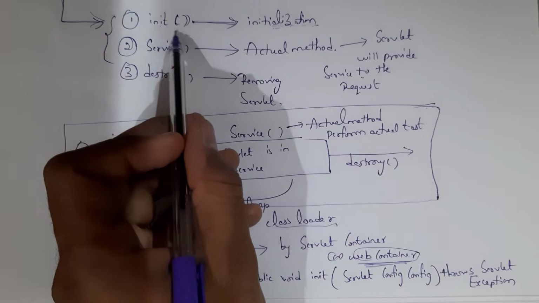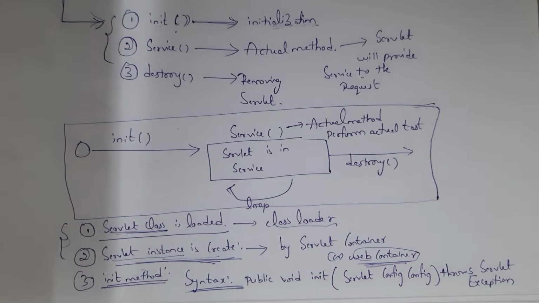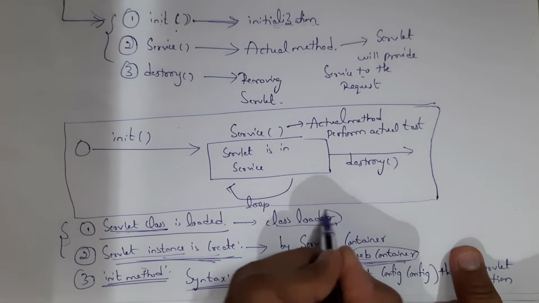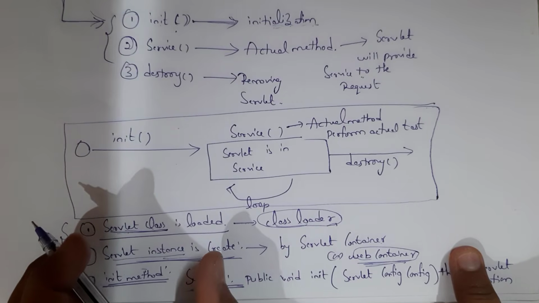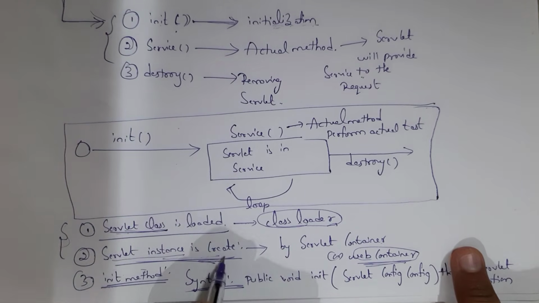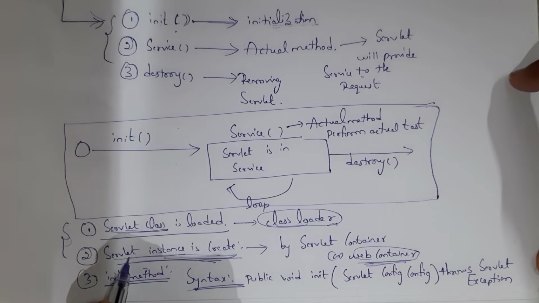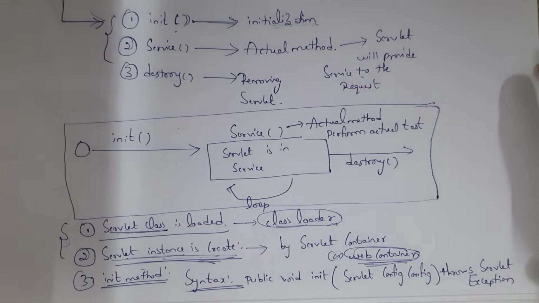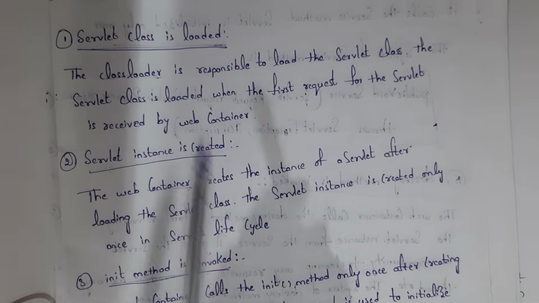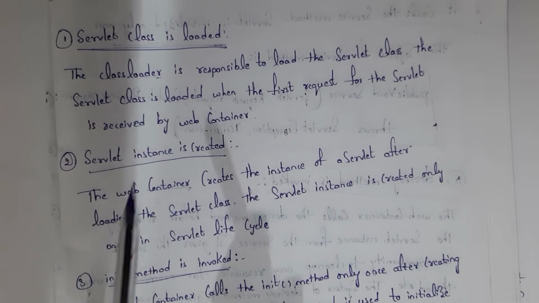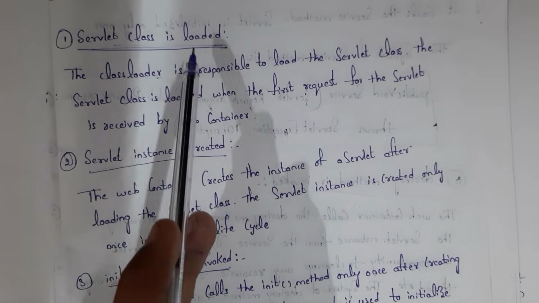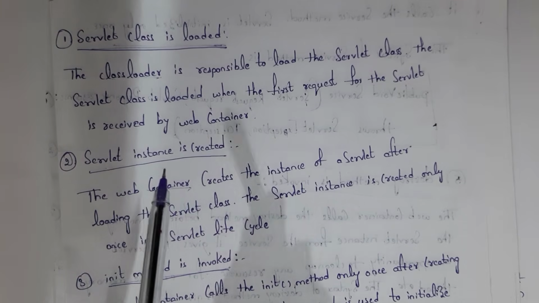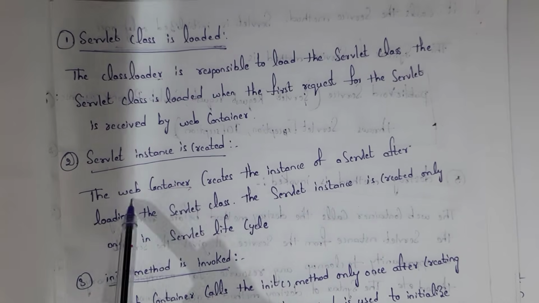This is the structure of the life cycle of a servlet. Before creating a servlet, we need to perform 2 things. First, we need to load the servlet class. We can load the servlet class by using a class loader. After loading the servlet class, the next step is creating an instance of the servlet. We can create an instance of the servlet by using a web container.